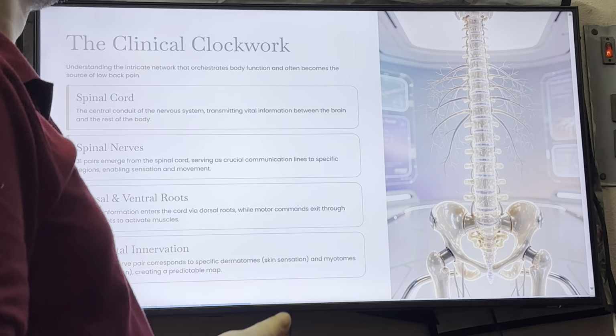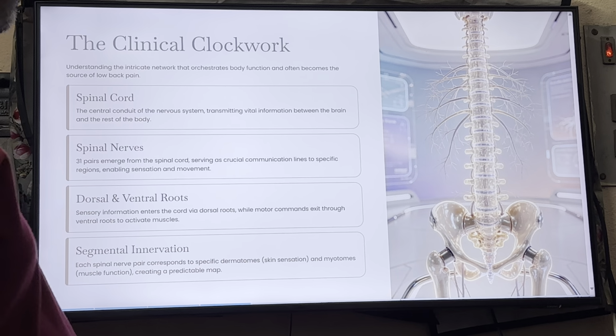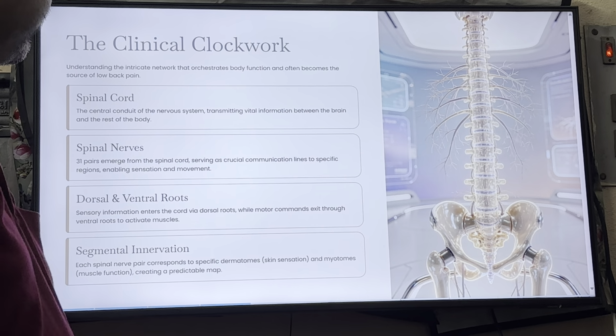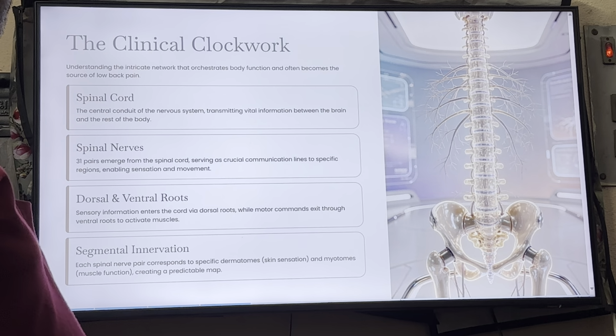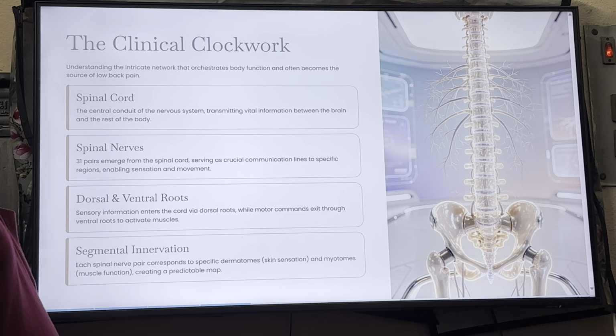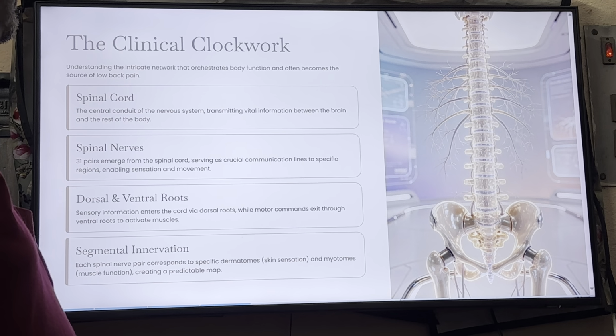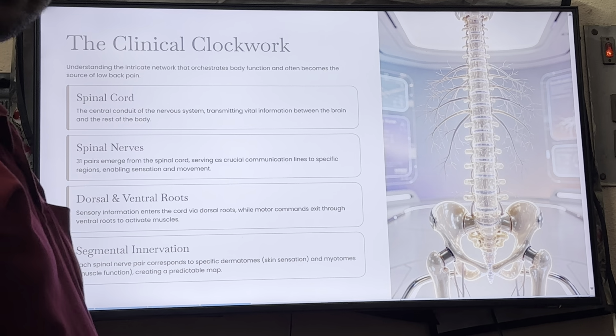The clinical clockwork: understanding the intricate network that orchestrates body functions and often becomes the source of low back pain. The spinal cord is the central conduit of the nervous system, transmitting vital information between the brain and the rest of the body.